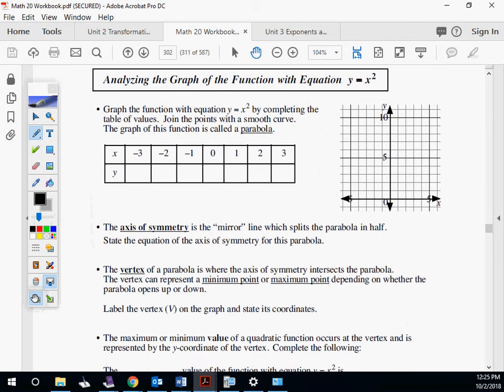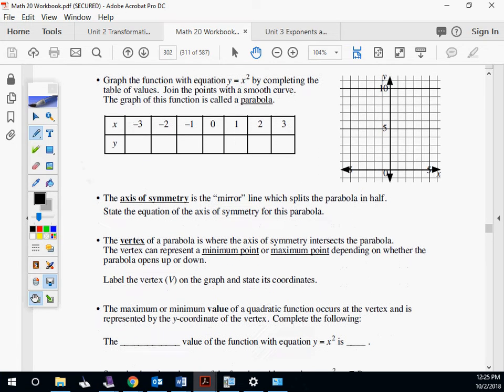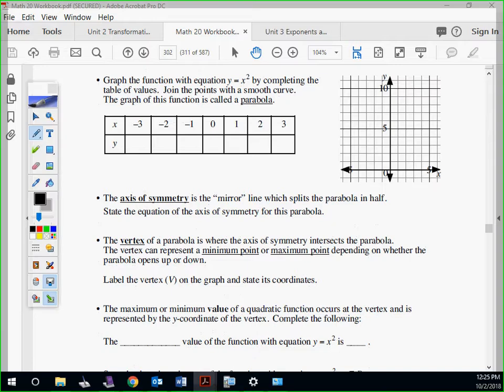All right, so analyzing the graph of the function y equals x squared. So we're going to look at just regular y equals x squared. We know that y equals x squared is a standard parabola. If you plug 0 in, 0 squared is 0. 1, 4, 9, and 1, 4, 9 the other way, just showing that symmetry, because they grow the same rate on both sides.